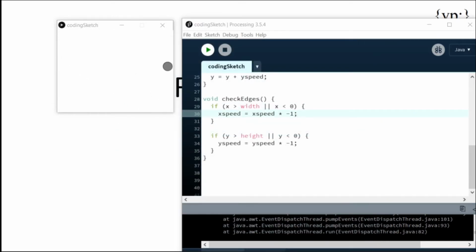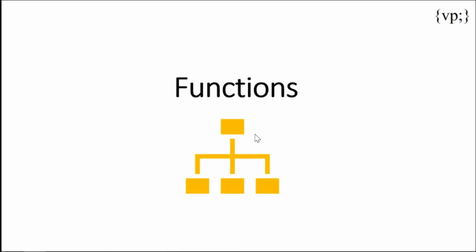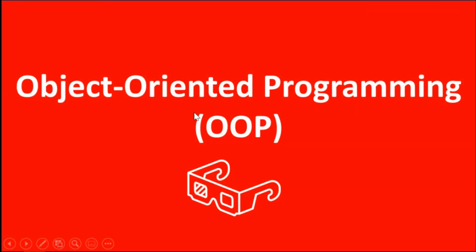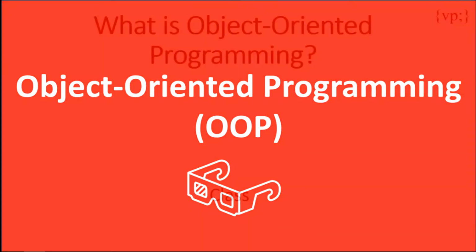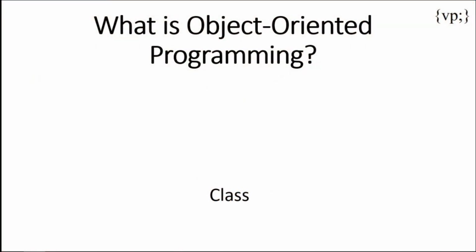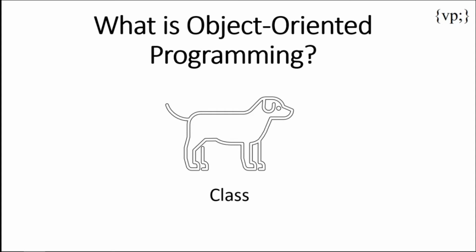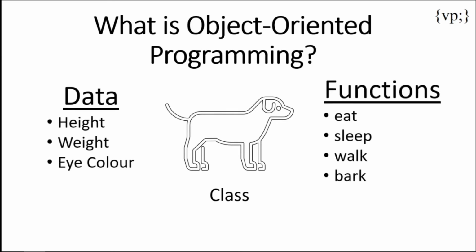Now let's get back to our PowerPoint. So now we're ready for object-oriented programming. So a little bit of theory. What is object-oriented programming? So what we have is a class. So a class is basically a blueprint of an object. So to understand object, you have to understand classes first. So classes are templates. They hold stuff like data, they hold stuff like functions. So for example, this dog class can have data like height, weight, and eye color, and functions, things that the dog does, like eating, sleeping, walk, and bark.